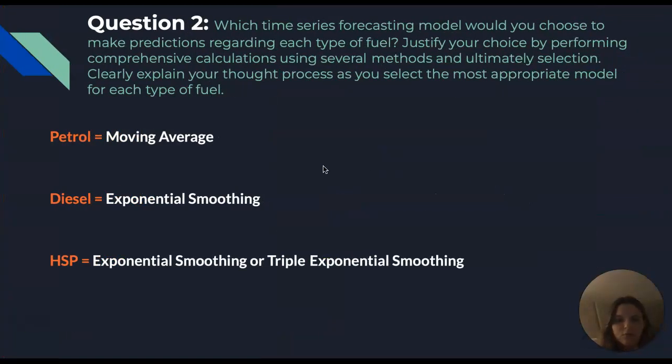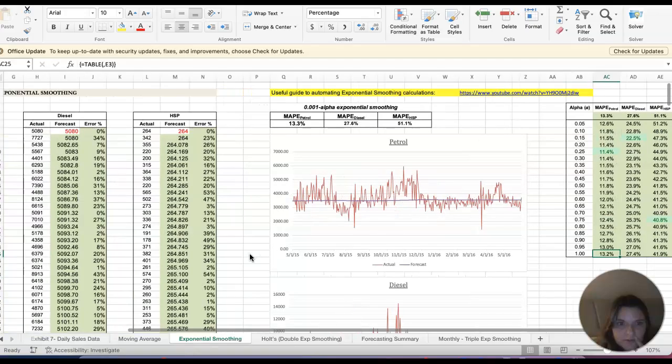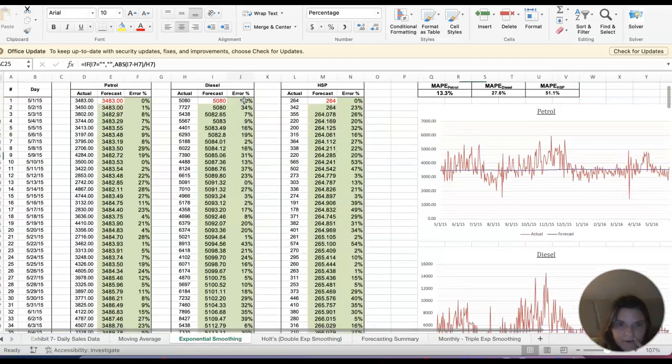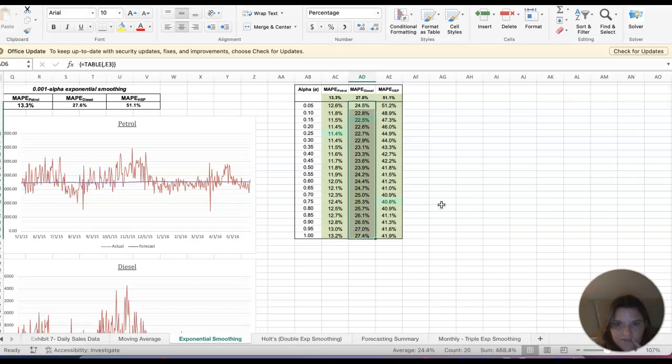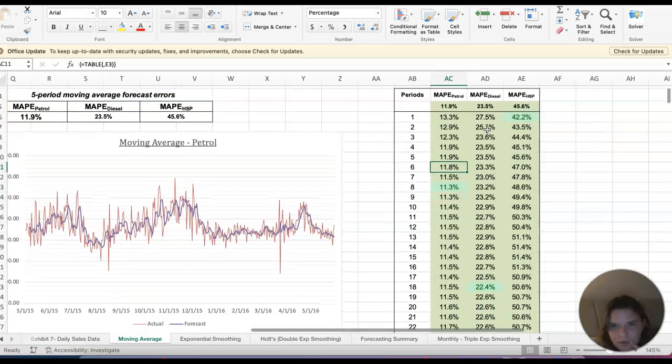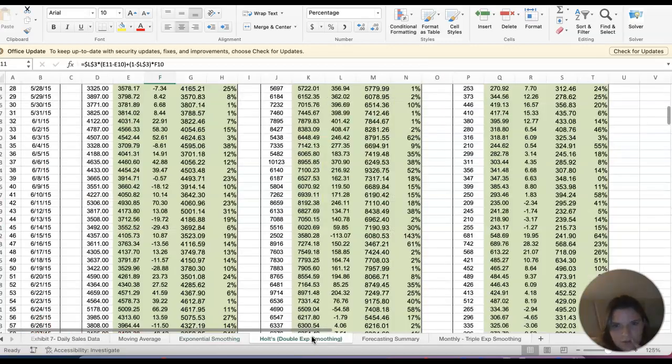And then for diesel, I chose the exponential smoothing, which I'll go here, and then while I'm over there, I'll also show you why I chose HSP exponential smoothing or triple one. So for diesel, I chose this one because the errors are very small compared to others, and here they're having smaller numbers when compared to here. Like 27. You don't see 27 at all on that page. Oh, you do at the very end, but not very much.